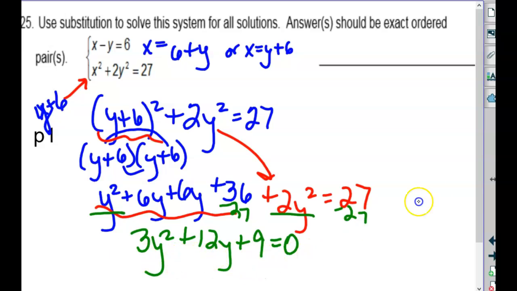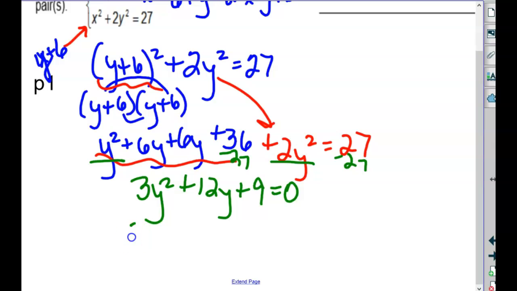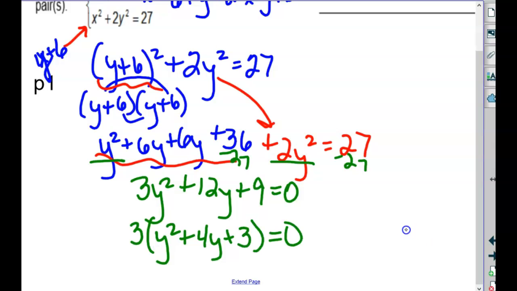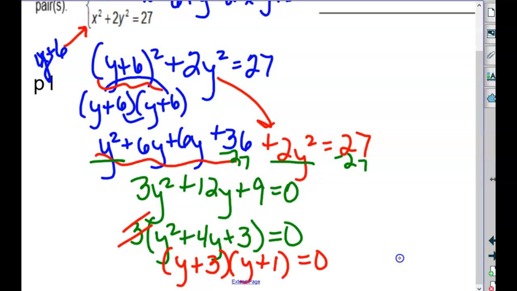Okay, so what could I take out of all those? I can factor out a 3. Then I'll have y squared plus 4y plus 3. Someone's going to list 3, or whatever you just factored out, because they did it on the quiz Friday. Can 3 equal 0? It's not 3x, it's just a 3. Though when you factor this, then what does equal 0? Yeah, y equals -3 or -1.